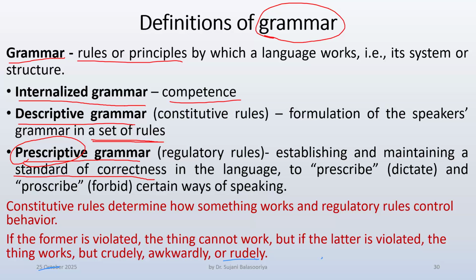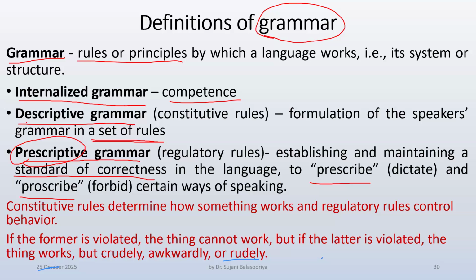And at the same time, with the word prescribe, we have proscribe also. Prescribe means dictating, telling to do it. And proscribe means telling not to do it, forbidding. So there are certain rules that ask you not to do certain things, forbidding certain ways of speaking. Not only speaking, right? Certain ways of using the language, either in speaking or writing. So these prescriptions and proscriptions both come in prescriptive grammar.